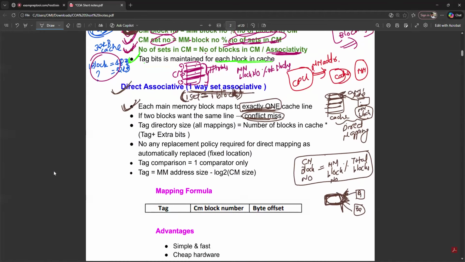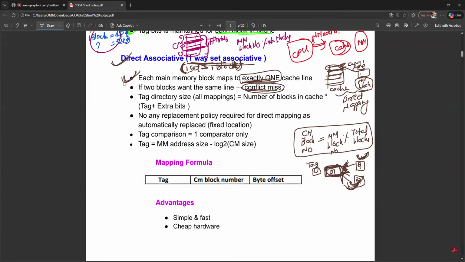And I have told you what is used here to identify which block is present. Let's say block b1 is present here. How do we identify whether b1 or b2 is there? With the help of the tag. With the tag you can identify whether b1 is present or b2 is present. This is a very good concept, please take care of this one.